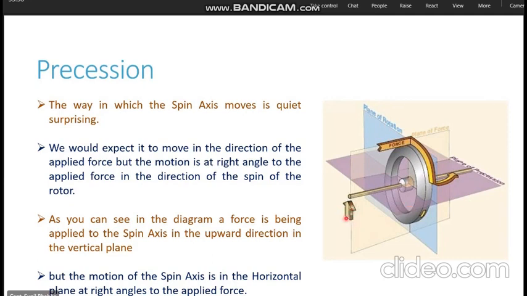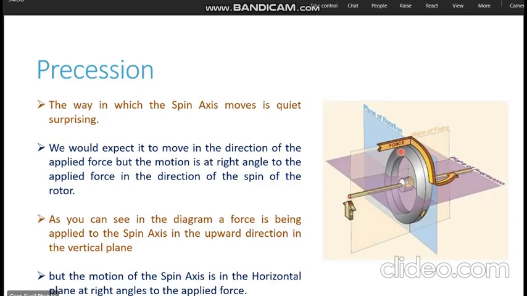this force has been turned by 90 degrees in the direction of spin. So if it was being applied in this particular way, the rotor is moving clockwise. It will move as if the force has been turned 90 degrees and it is being applied in this particular direction, like this. So you are applying the force in this particular way and the spin axis will move like this. You see this particular arrow being shown here.